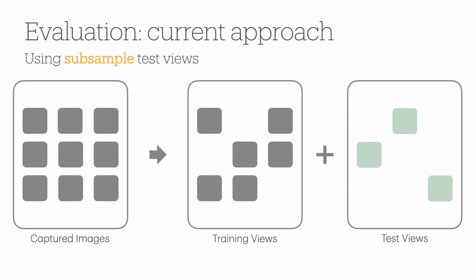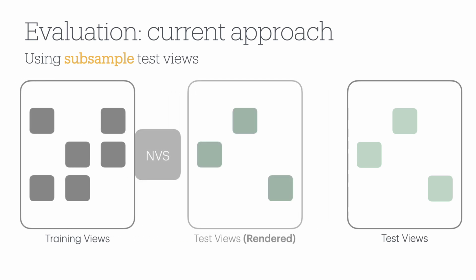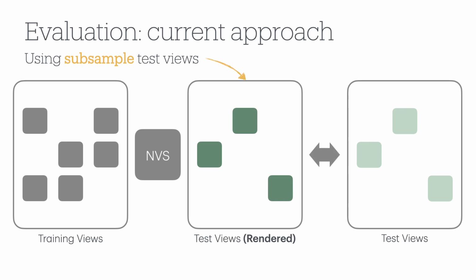While ground truth images are not always available, we still would like to evaluate this novel view system and the rendered novel views. The current approach to do this is to split and subsample the captured images to training views and test views. For example, we might have 100 images and we might take 10% of them as test views. Now the process becomes we train the novel view synthesis system with training views, and we render test views, and we compare those rendered test views with ground truth test views.